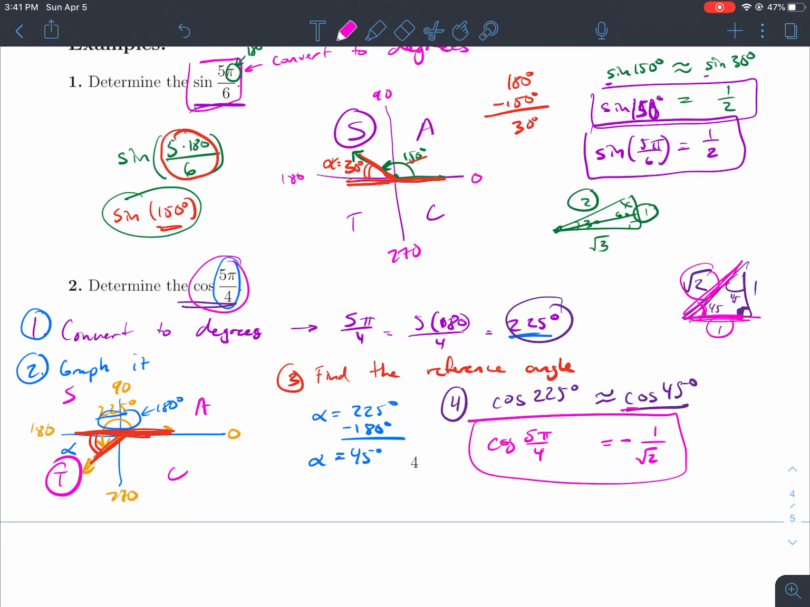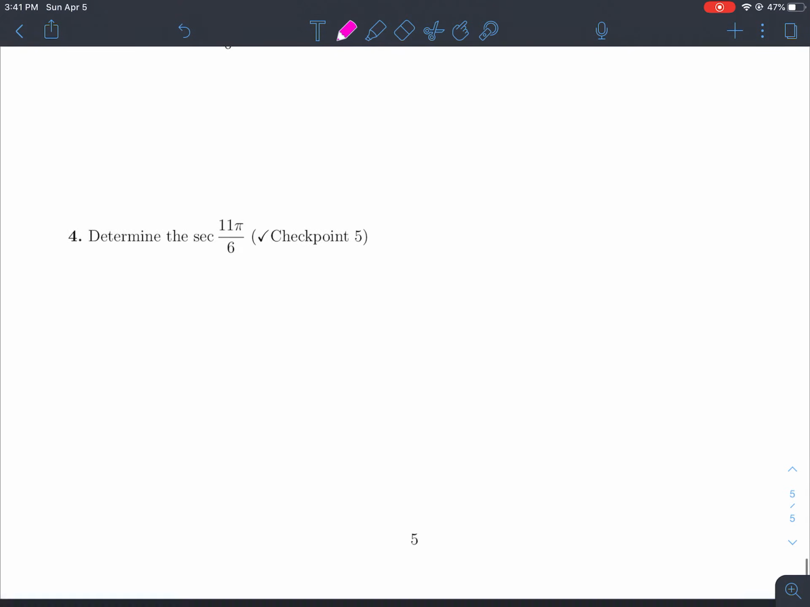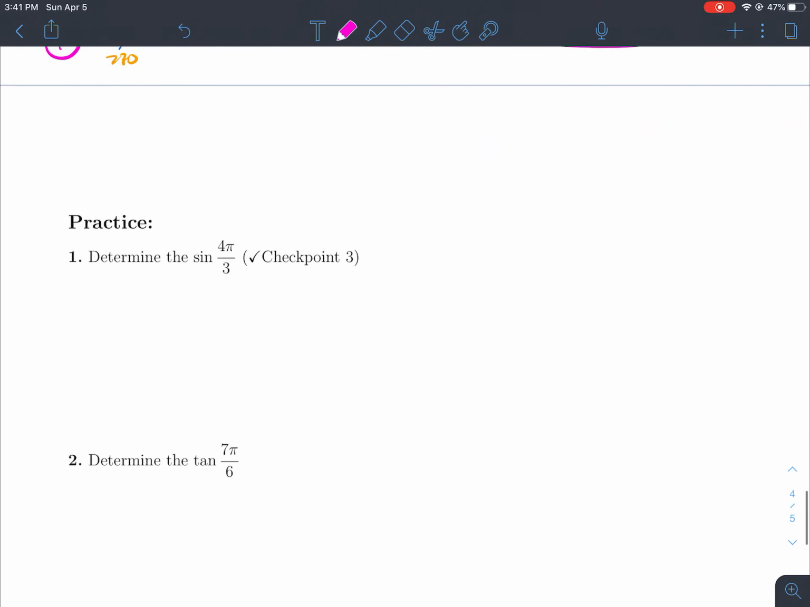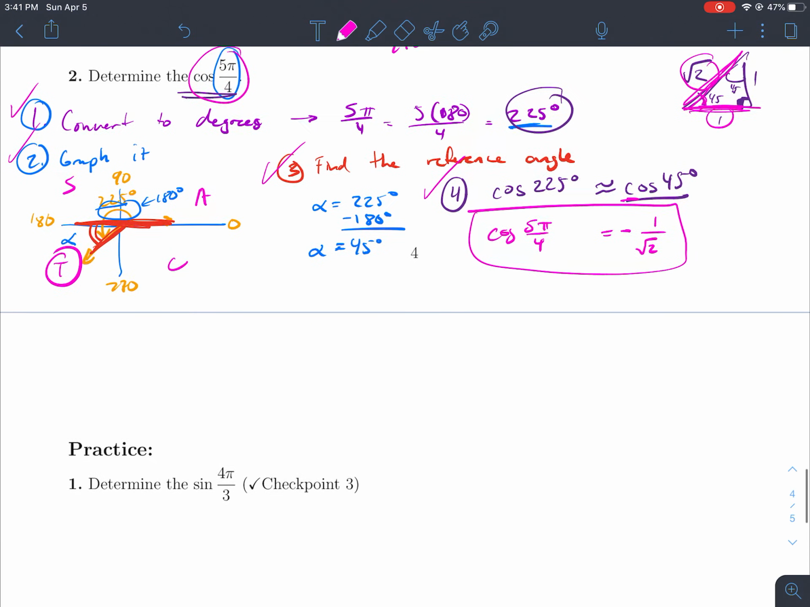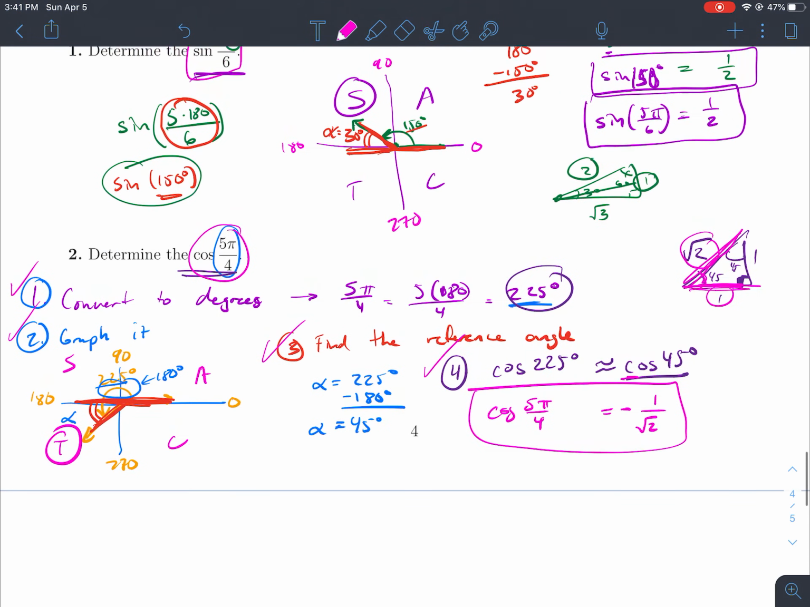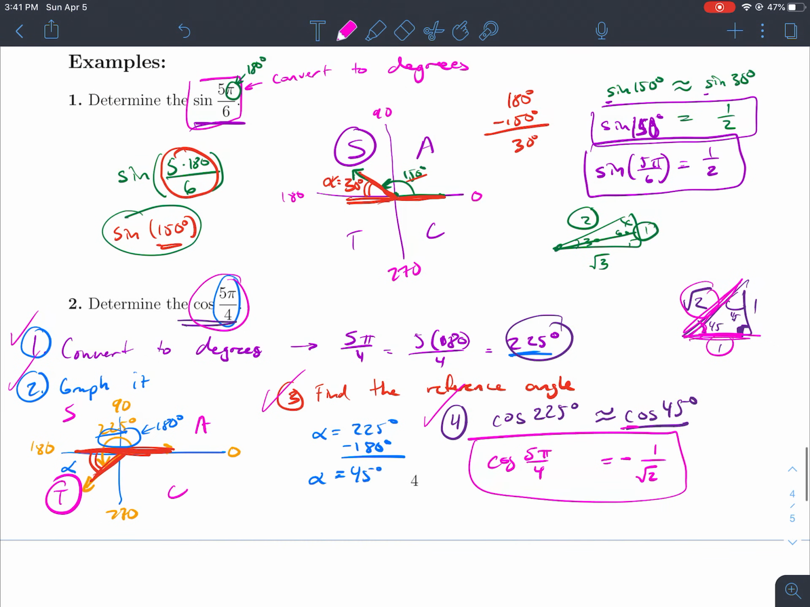All right, so by doing this process, these 4 steps, you should give the next 4 problems your best attempt. And as you complete these checkpoints, make sure you take a picture and send your work in so you get full credit for them. And I'll give you some feedback if you don't get them correct, and you'll have a chance to revise them.